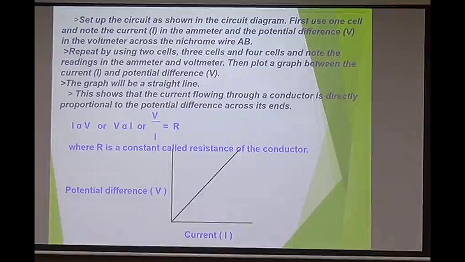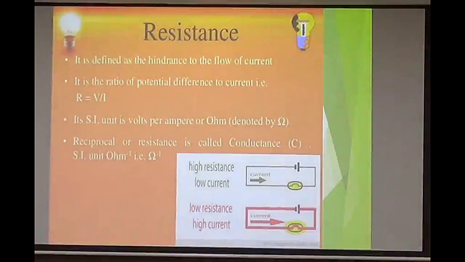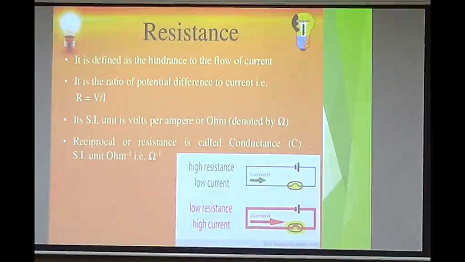Now let us discuss what this proportionality constant, known as resistance, is. Resistance is defined as the hindrance or obstruction to the flow of current. It is given by the ratio of V and I. V upon I is R. Its SI unit is volt per ampere or ohm. To honor the scientist, we have named the unit of resistance as ohm. And the reciprocal of resistance is called conductance.